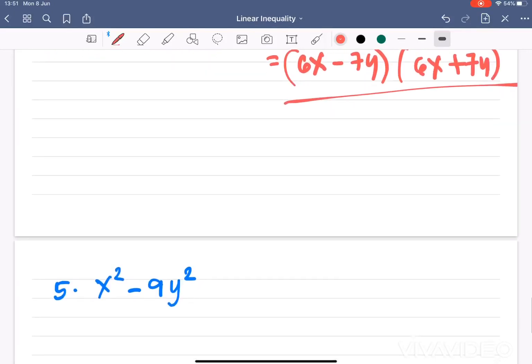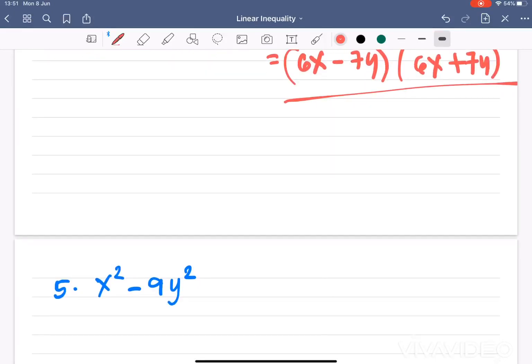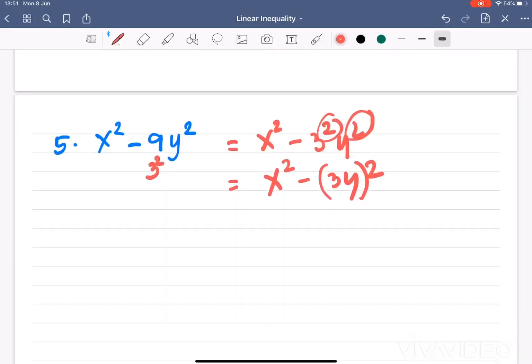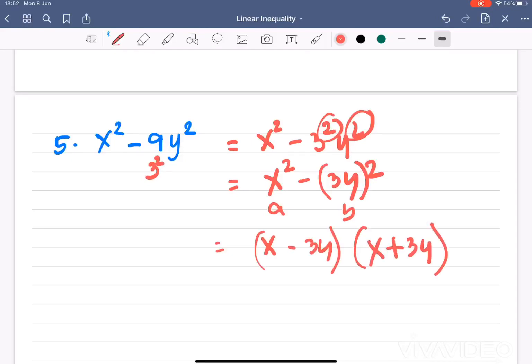Number 5. We have x squared minus 9y squared. Again, express 9 as 3 squared. So we will have x squared minus 3 squared y squared. The 2 is common here, so we have x squared minus 3y squared. This is our a, this is our b. So we have x minus 3y times x plus 3y.